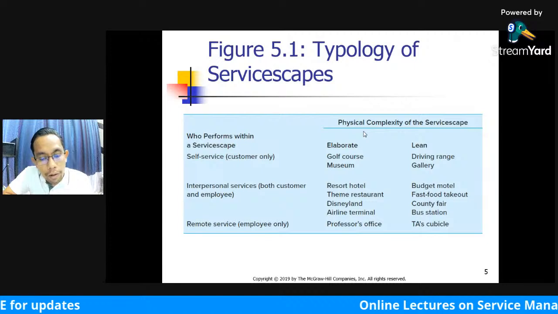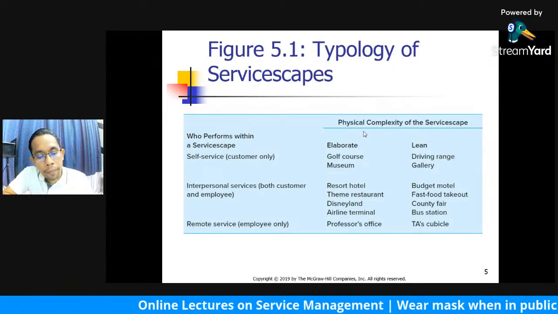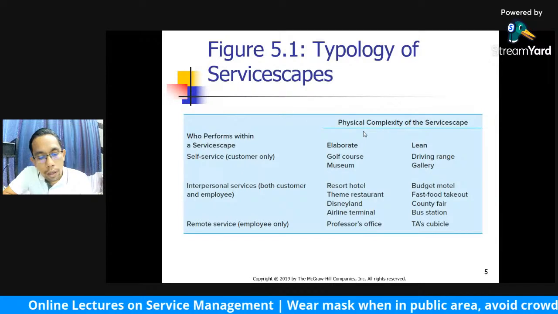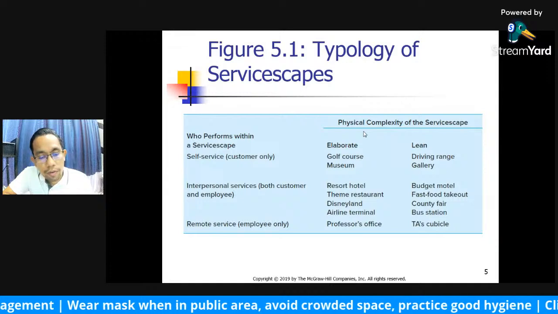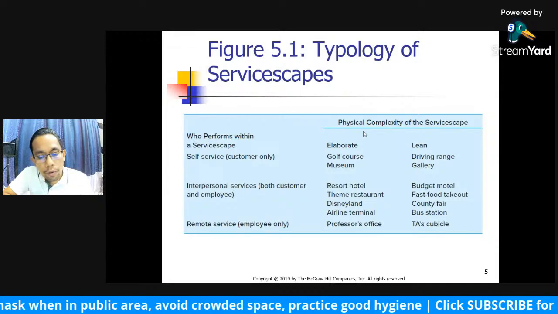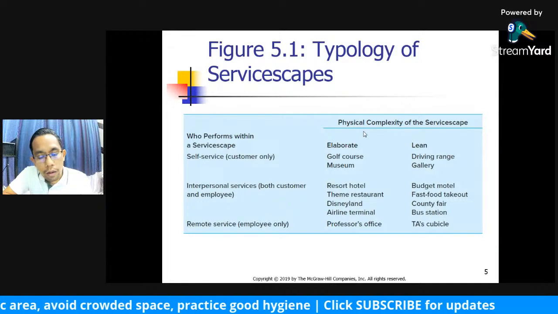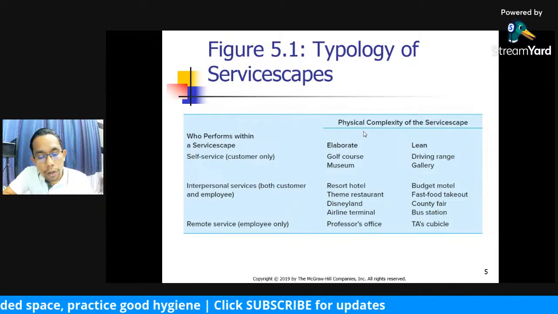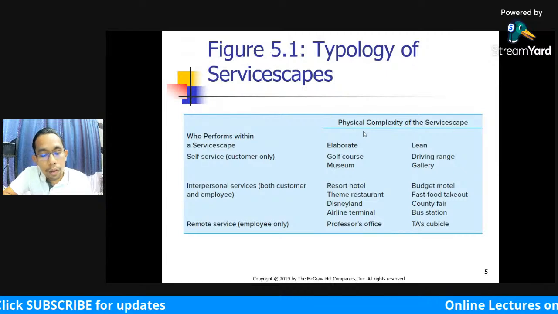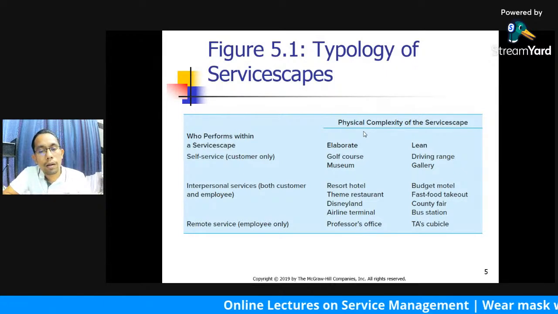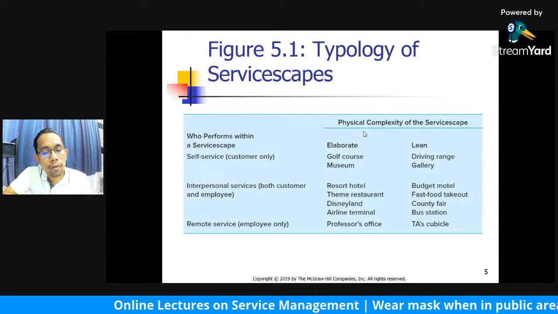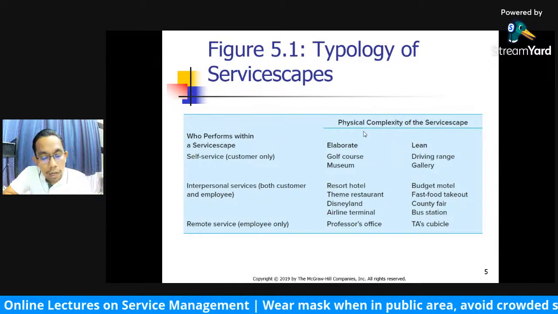However, if you are doing it remotely, for example the customer does not visit the site physically, like a lawyer's office, you don't come frequently, but the office could be designed accordingly.